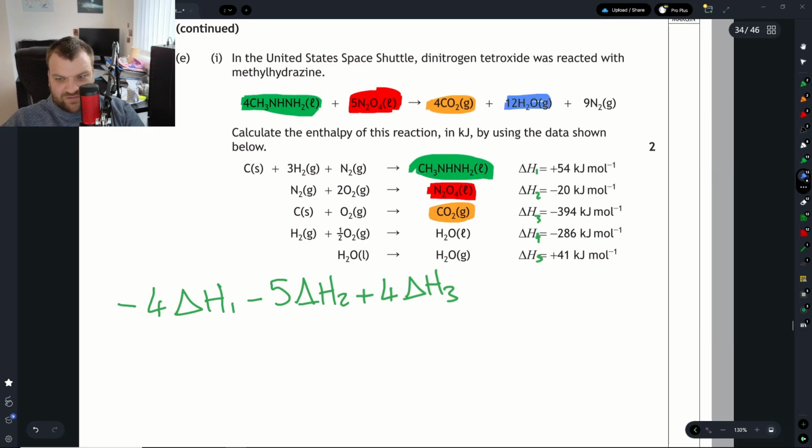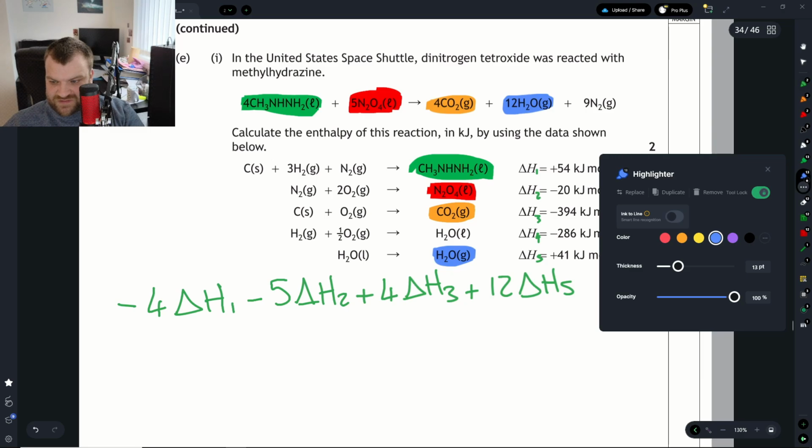Next, we have water as a gas. And that appears in only the last equation. It's on the correct side, but we need 12 of them, so it's plus 12 delta H5.